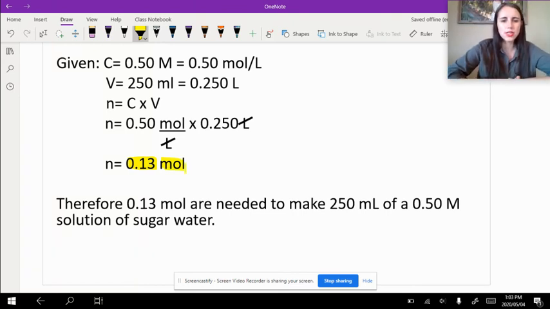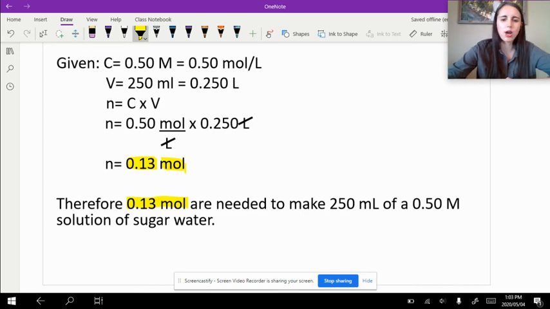I was given 2 decimals to start with, so I can keep that number and say there's 0.13 moles needed to make 250 mL of 0.5 molar solution of sugar water. So those are the 2 types of questions that I could ask you using those formulas.